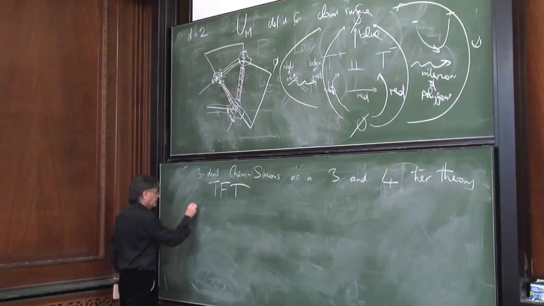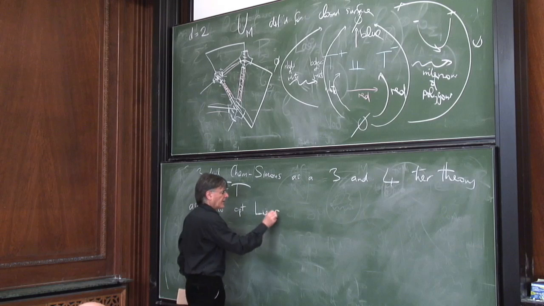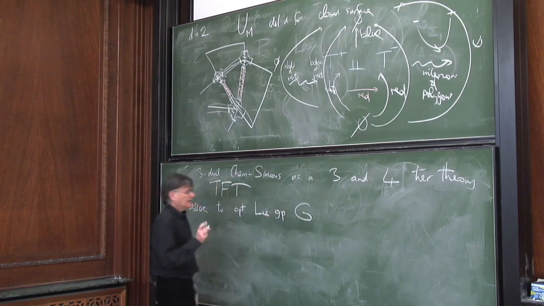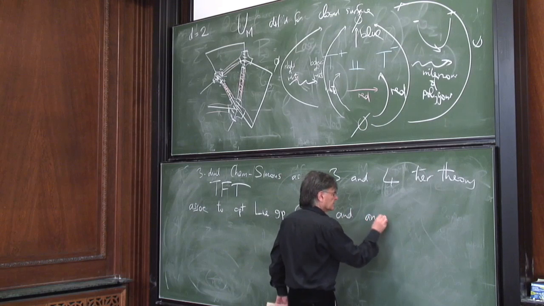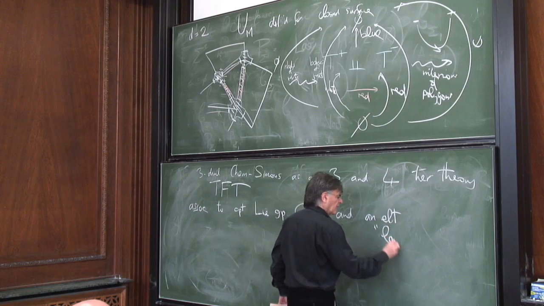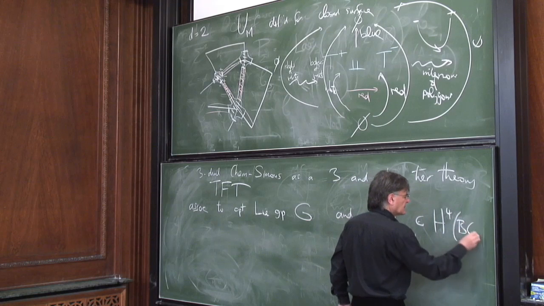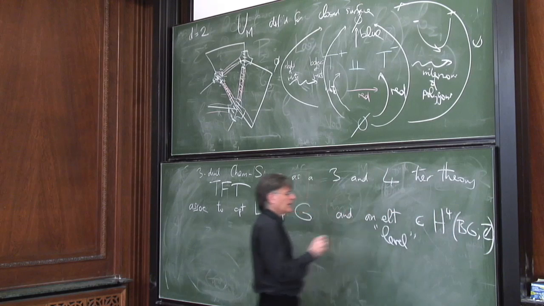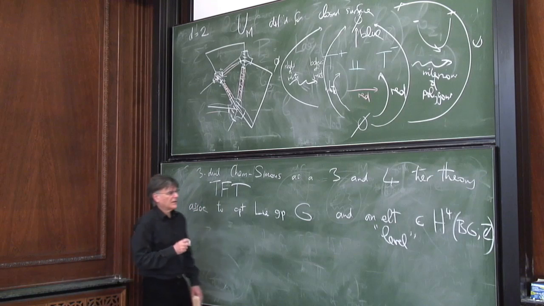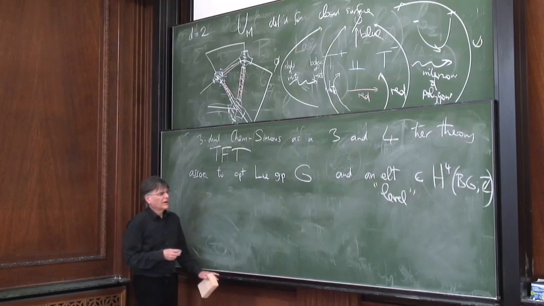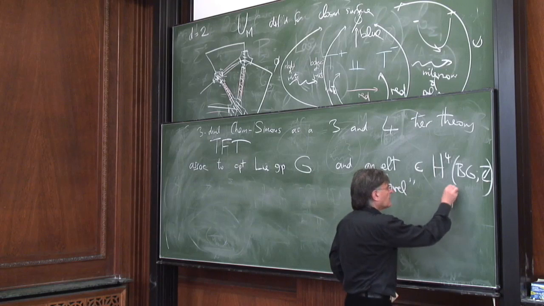It's associated to a compact group G and a class, an element which is traditionally called the level, which is an element of H4 of the classifying space with integer coefficients. So it's something which gives you an integer invariant for every G bundle on a 4-manifold, although that isn't especially relevant. Now, I very quickly said in an earlier lecture that this could be promoted.